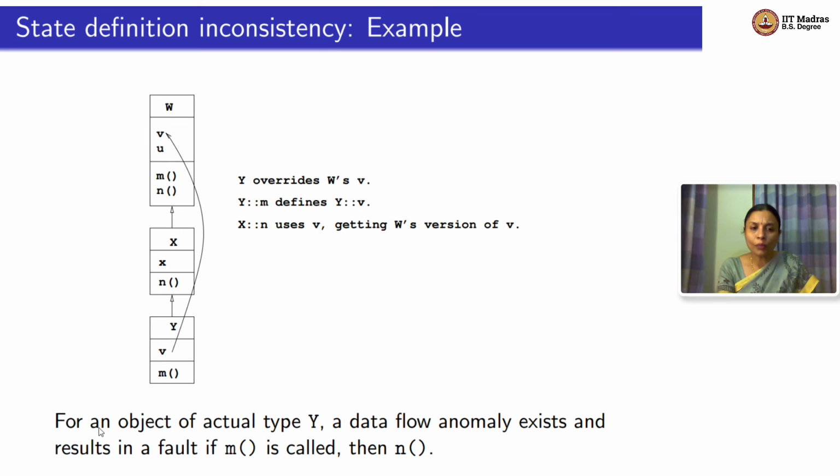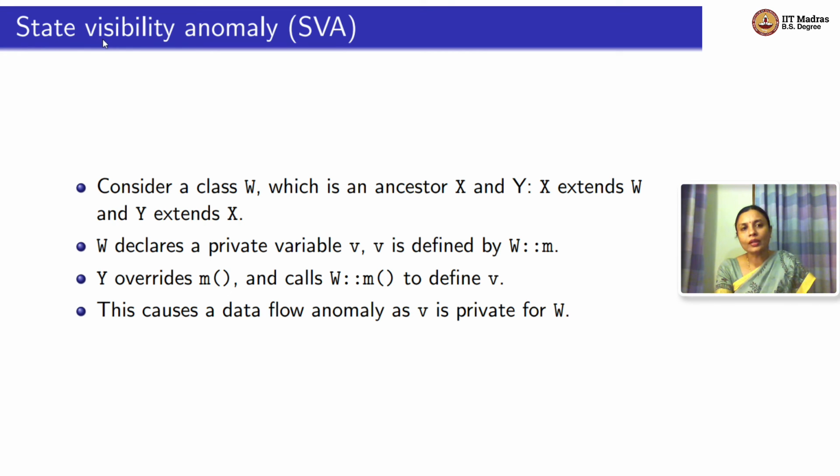So if an object is of actual type A, then the definition that exists of V is going to be that of Y, and X, the method N of X, is going to end up getting an inconsistent version of V because it's going to get W's version of V. So here the value of V, which is a part of the state, is defined, but it can be inconsistent. So this is another kind of anomaly. Then the next one in our list is state visibility anomaly, SVA.